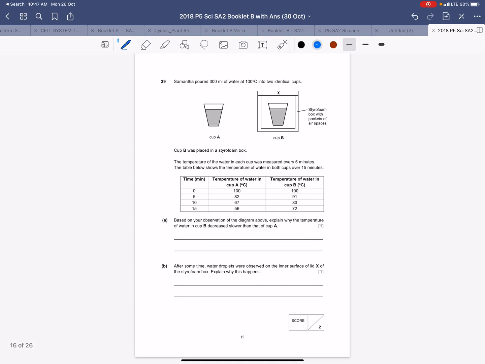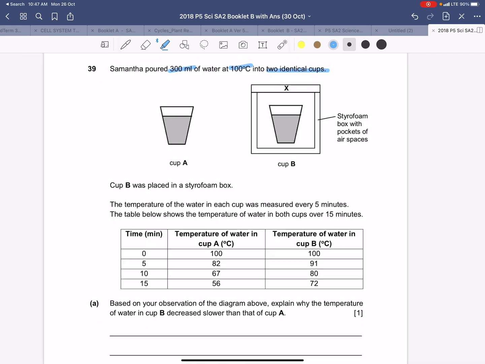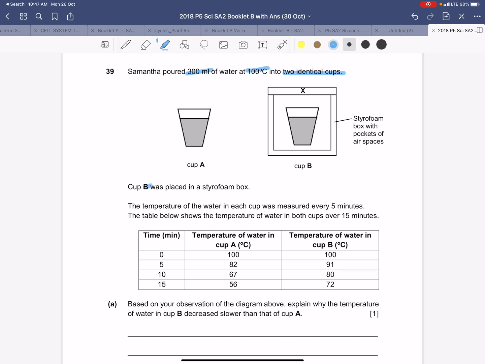Moving on, question number 39. Okay, looking at this, I see the word styrofoam, I see pocket of air spaces. This looks like a question that's got to do with materials, okay, and heat and temperature at the same time. Okay, so let's see. Samantha poured 300 ml of water at 100 degrees into two identical cups. The cup B was placed in a styrofoam box. Temperature of water in each cup was measured every 5 minutes. The table below shows the temperature of water in both cups over 5 minutes.